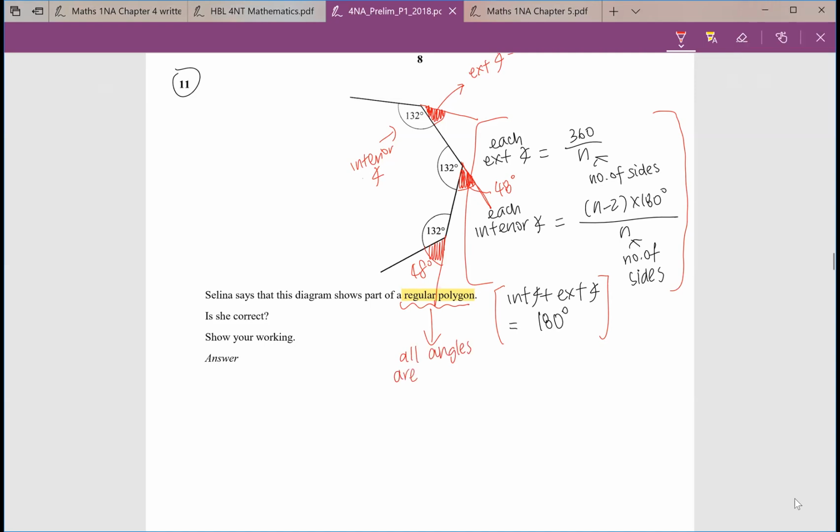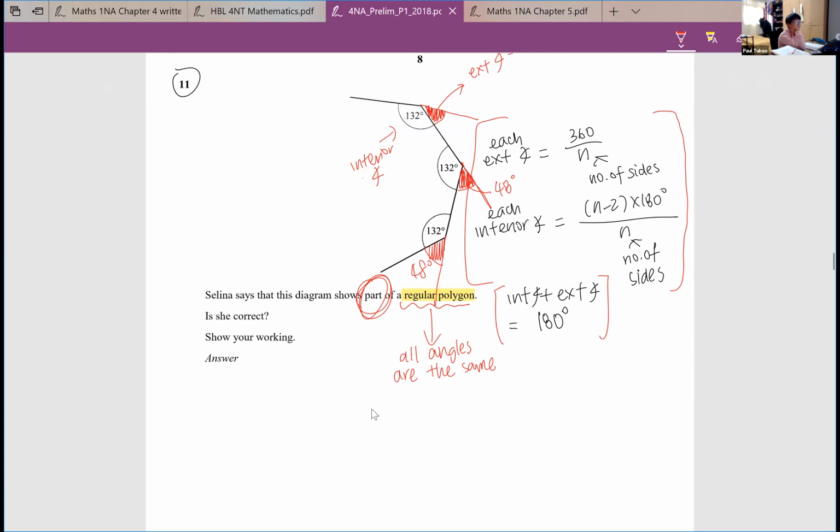So regular polygon means all angles are the same, with equal sides. So let's find out whether all angles are the same or not. Already same all. Okay, but it only shows part of a regular polygon, so I need to find out the rest of it.